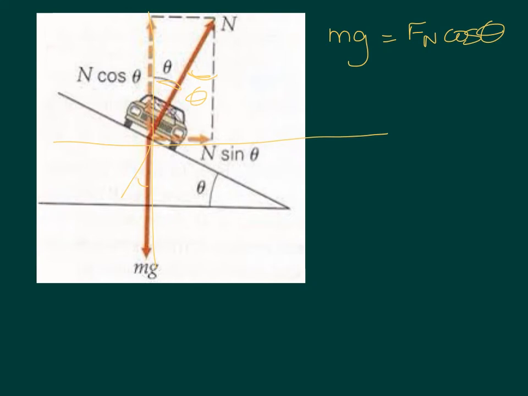Our centripetal force: where's the center of our circle? The center of our circle is out here. So this force right here is providing the centripetal force. See how that points towards the center of our circle? That's our centripetal force. So our centripetal force is n sine theta, or Fn sine theta. All right, so what are we going to do with those two guys?